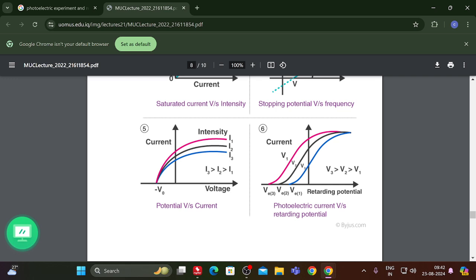Look at the graph and tell me what you understood. In our material, I have given V01, V02, V03. Different stopping potentials. Different frequency means we have different stopping potential. Is it clear? How many stopping potentials are we getting? Three different stopping potentials, V01, V02 and V03.